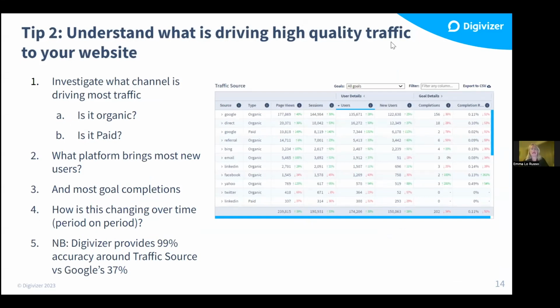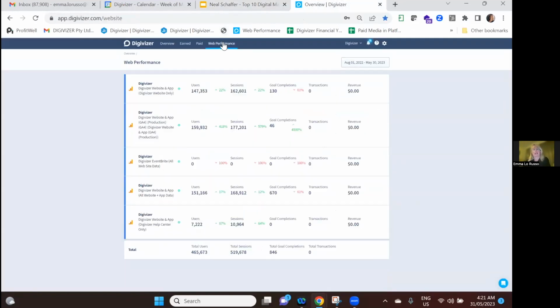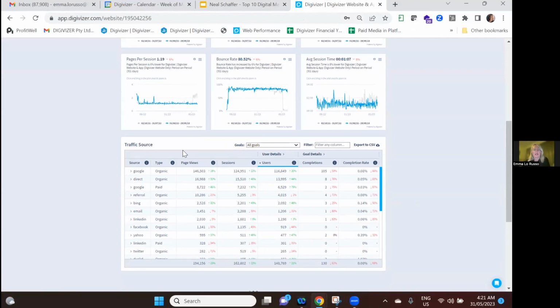So again, just to show how easy that can be, at least in Digivisor's platform, we're just going to have a look at what's driving, at 99% accuracy, where new users are coming from, for instance, what's actually happening. So I think it's just loading.